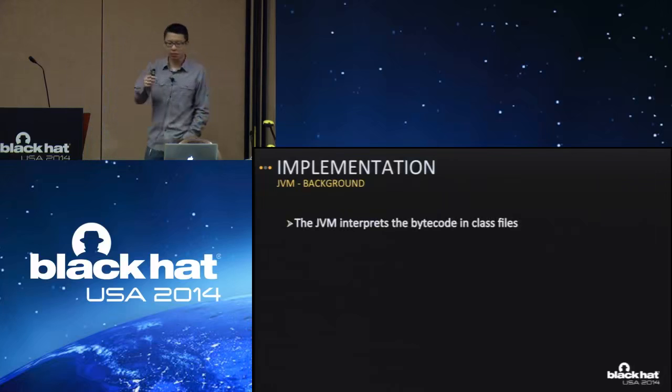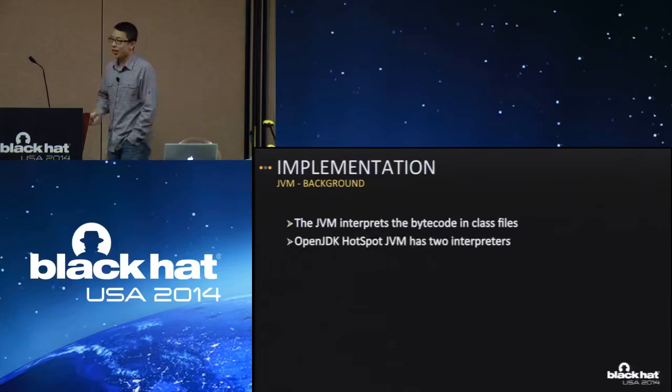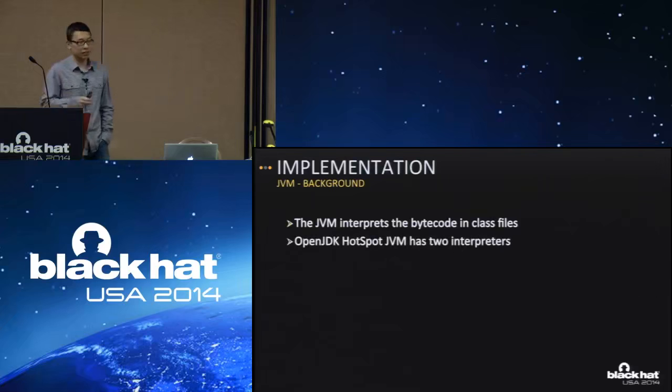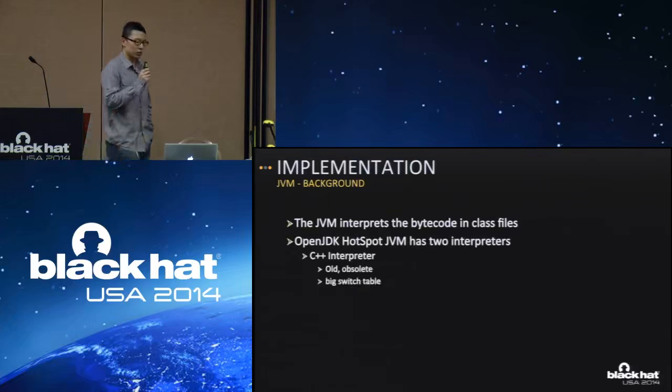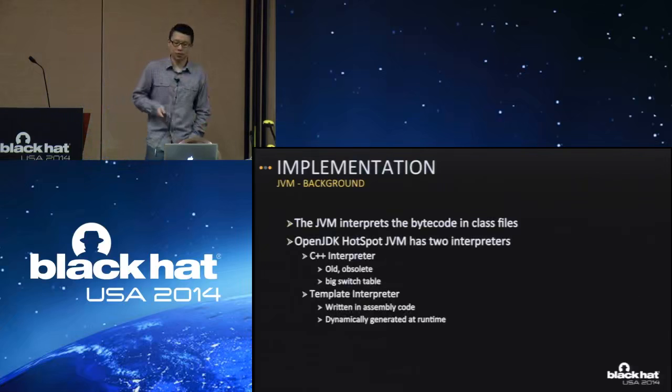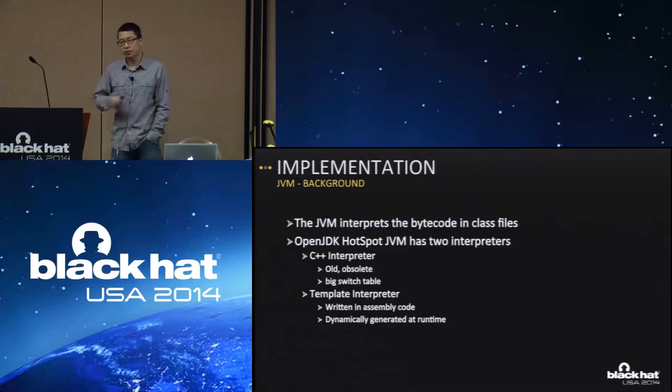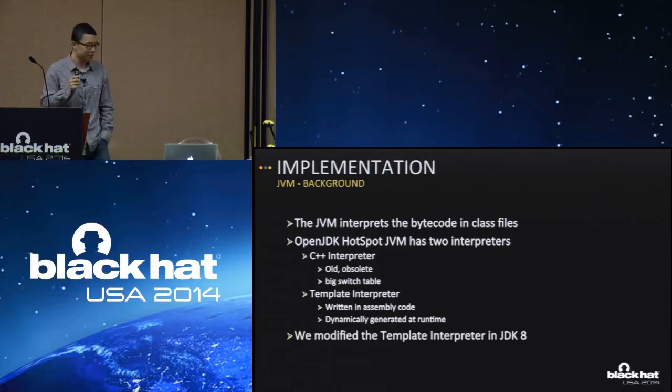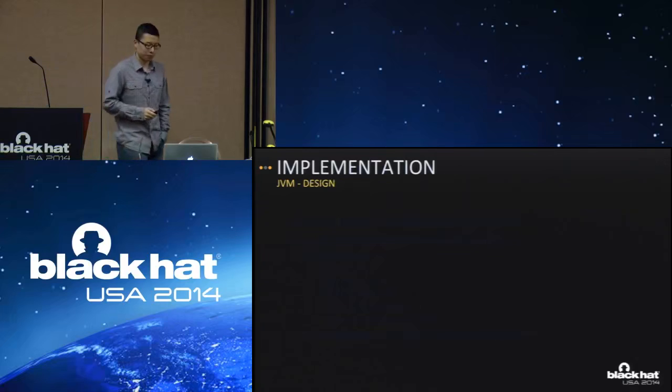The JVM interprets Java bytecode in the class files, and the one we modified is the OpenJDK's JVM, and it has two interpreters. One is called C++, one is called template. The template is the one being used, and it's written entirely in assembly code. The one we modified is the OpenJDK 8 JVM. So it runs basically Java 8.